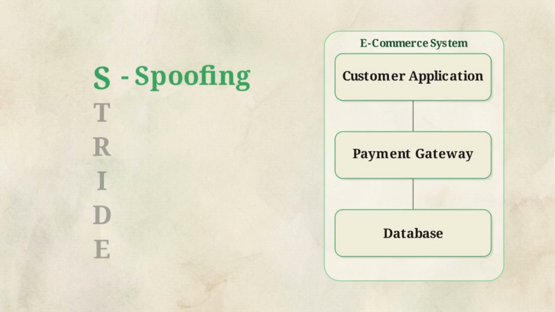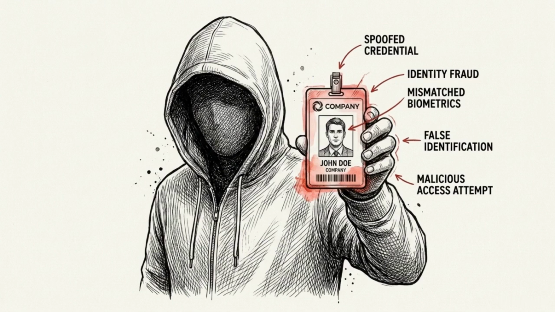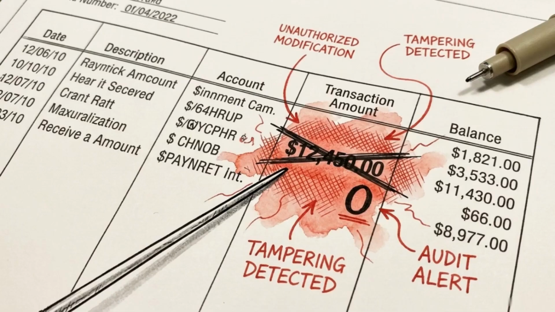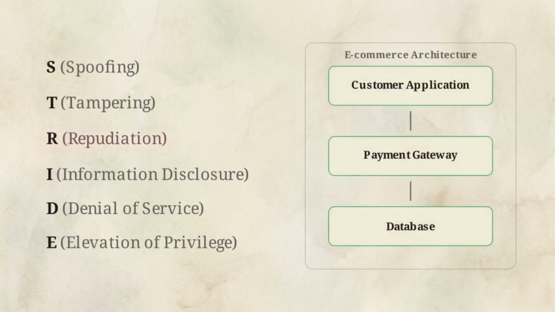S stands for spoofing. This occurs when an attacker pretends to be someone else. In our e-commerce environment, an attacker might use stolen credentials to log in and assume a fake user identity. T is for tampering, the unauthorized modification of data. This could involve altering transaction amounts as they travel to the payment gateway, or manipulating the system logs to cover their tracks. R is for repudiation.